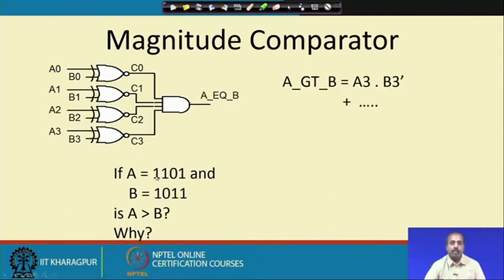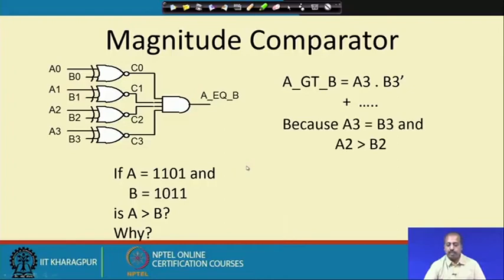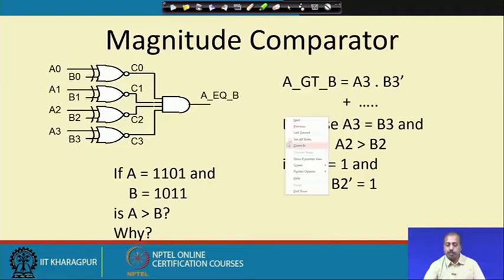Now, what about this one? Say I have A equal to 1 1 0 1 and B as 1 0 1 1. Here also A is greater than B, because the first bits A3 and B3 were the same, and A2 was 1 and B2 was 0. So, I can say that A3 is equal to B3 and A2 is greater than B2, and that is why I get C3 equal to 1. So, C3 is equal to 1 if A2 B2 bar equal to 1 and A3 equal to B3.